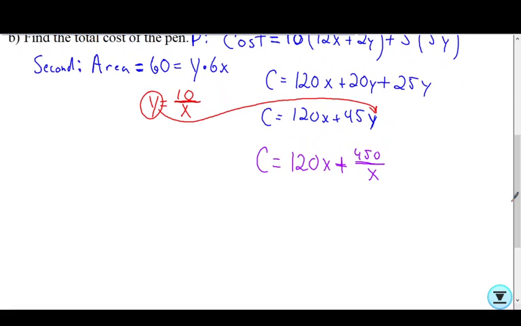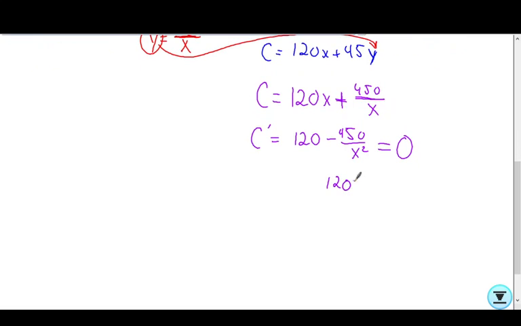Now we're going to optimize it. And to optimize it, we take the derivative to find our critical points. So cost prime is 120 minus 450 over x squared, and then we set it equal to 0. That means 120 equals 450 over x squared. So I moved the negative 450 over x squared over.